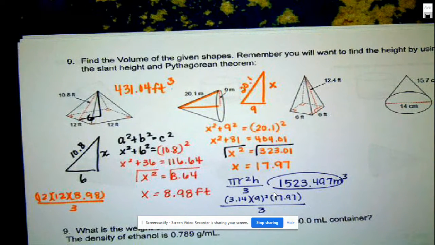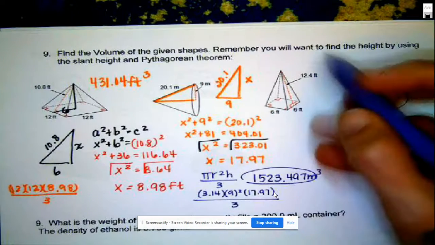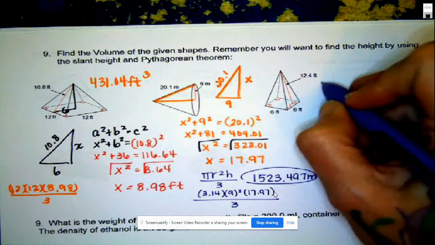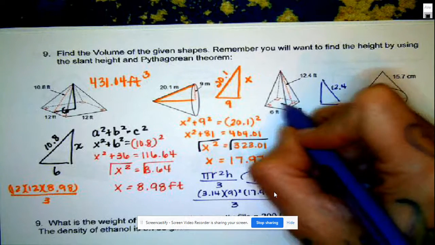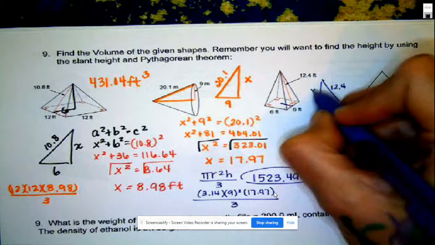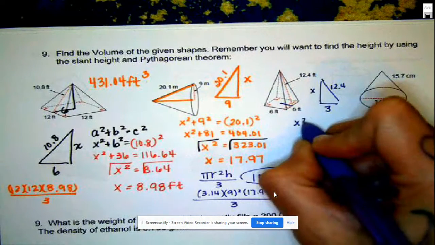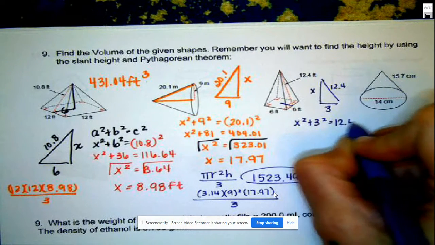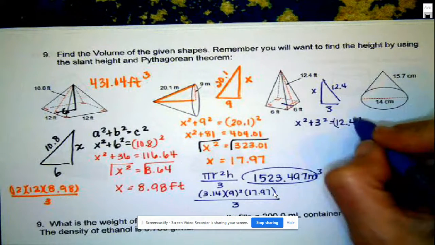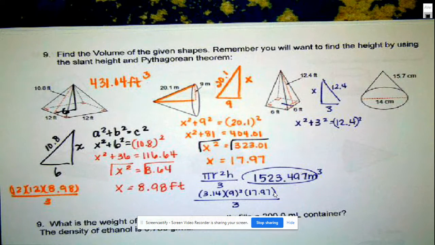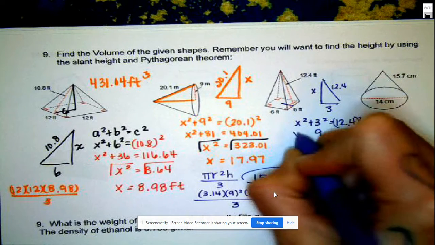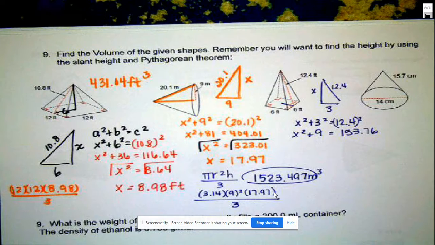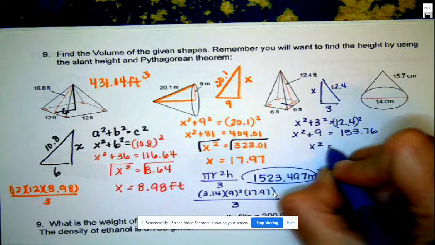Okay, so maybe pause the video if you haven't tried these yet and try this next one. So we got a 6 by 6 base. It's a pyramid. We have a diagonal or hypotenuse, slant height of 12.4. So from here is only going to be 3. We need an x squared. So x squared plus 3 squared equals 12.4 squared. And 12.4 squared is 153.76. We got 9. We're going to move that 9. So x squared equals 144.76.